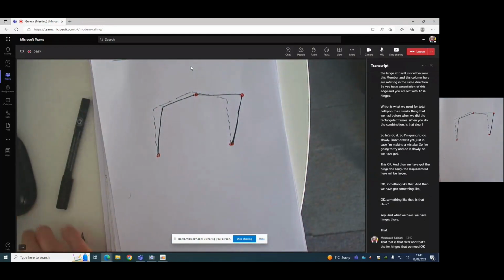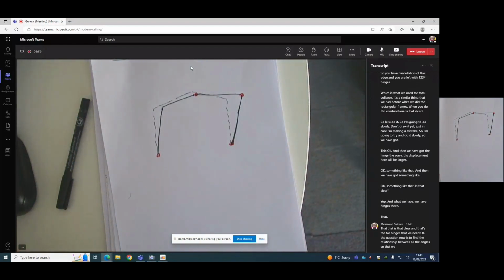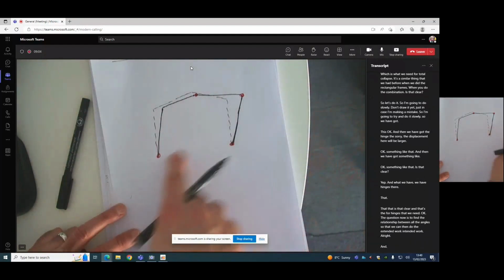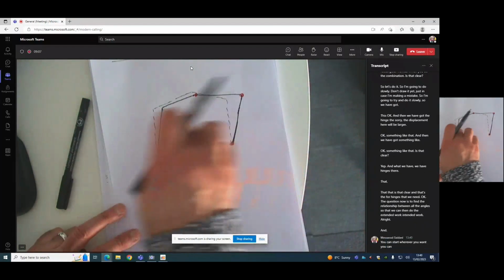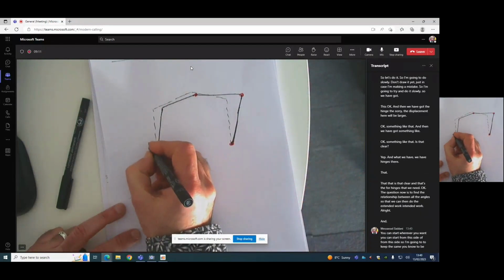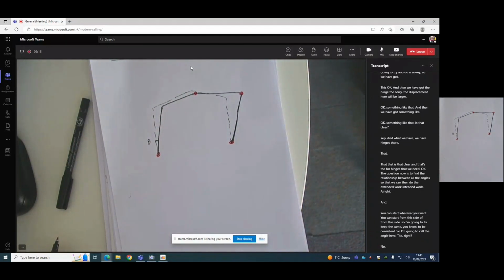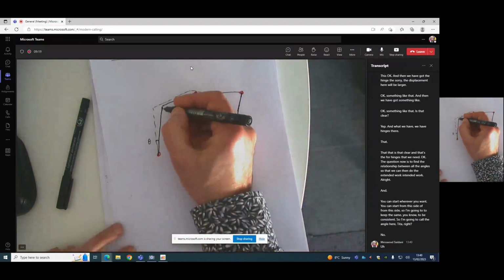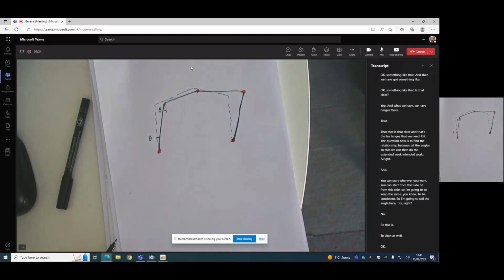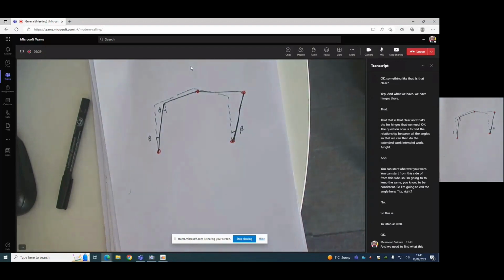The question now is to find the relationship between all the angles so that we can then do the external work and internal work. You can start wherever you want, from this side or from this side. I'm going to keep the same, to be consistent. So I'm going to call the angle here theta, and this is theta as well. And we need to find what this angle beta is, right?